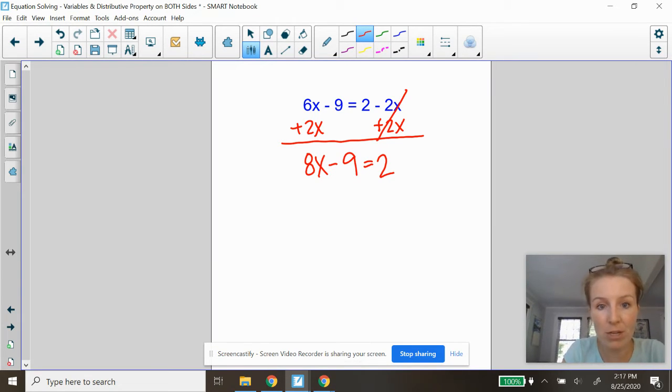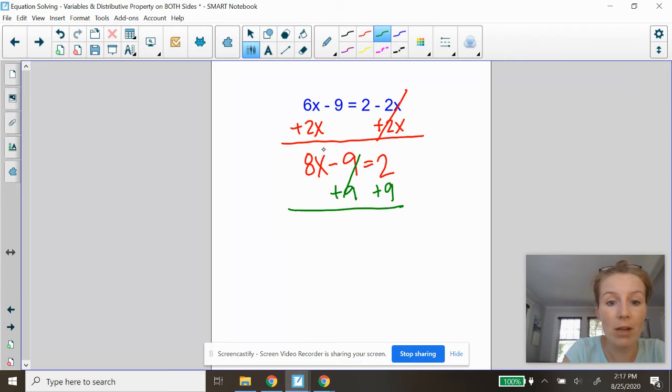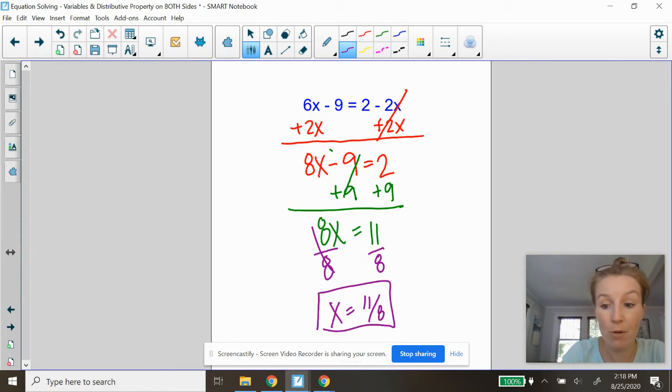Now I have a two-step equation. So I'm going to undo the subtraction first by adding 9 to both sides. My goal here is to isolate this variable term, which I've done here. I'll now have 8x equals 11. Now I need to get that x totally by itself. So I'm going to use division to undo this multiplication, which means my final answer here will be x equals 11/8. I hope that felt okay.